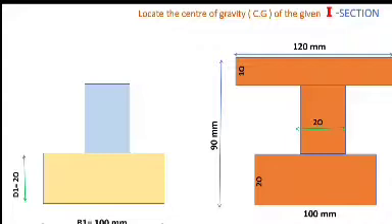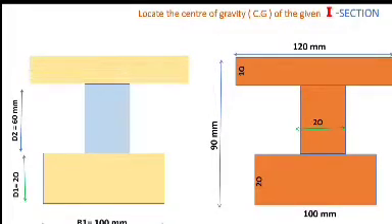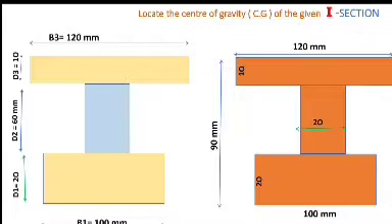Now the vertical rectangle, or web. The dimensions of the web are D2 equal to 60 mm and B2 equal to 20 mm. Now the top flange, a horizontal rectangle. The dimensions are D3 equal to 10 mm and B3 equal to 120 mm.